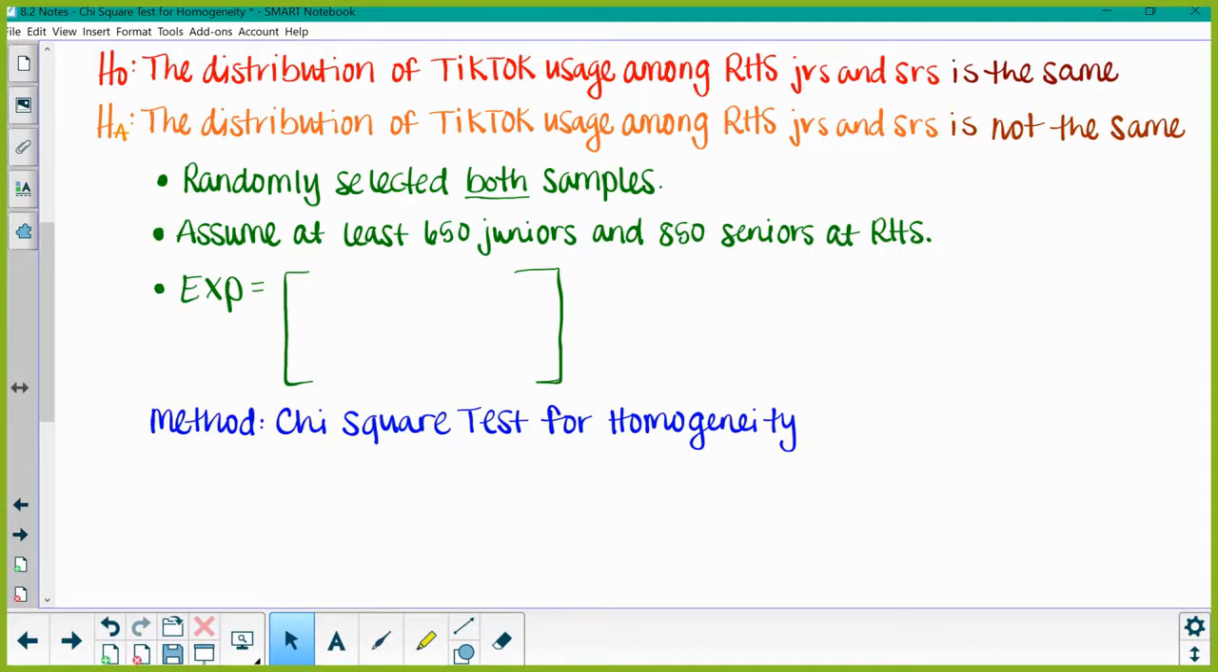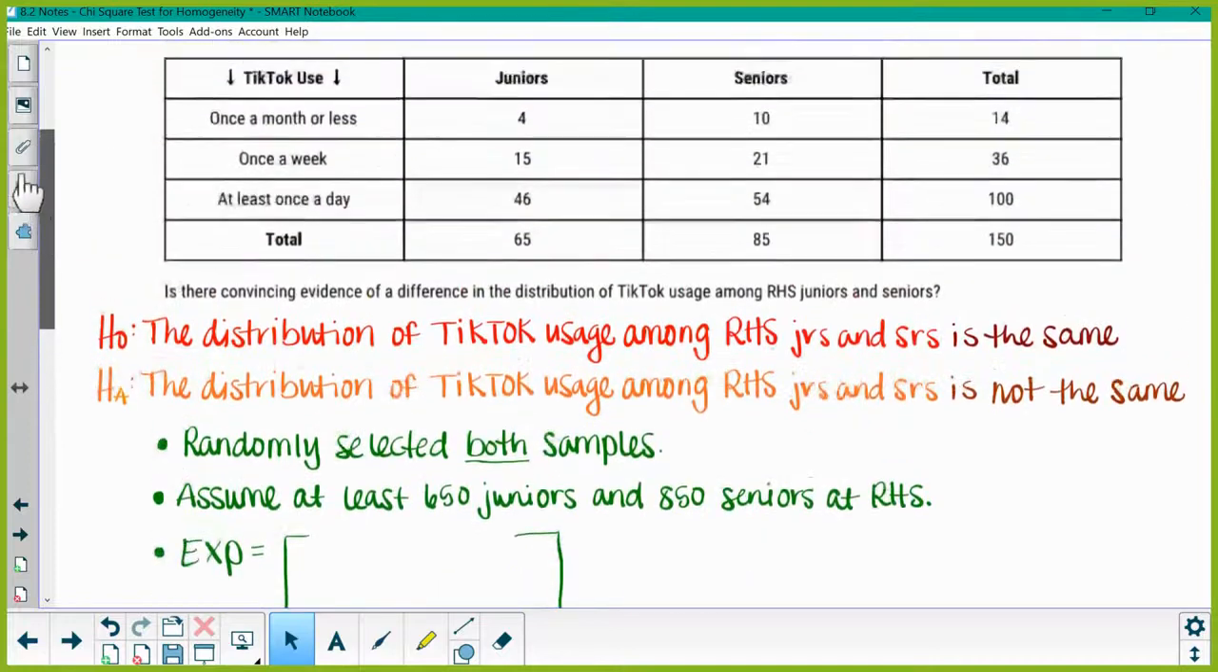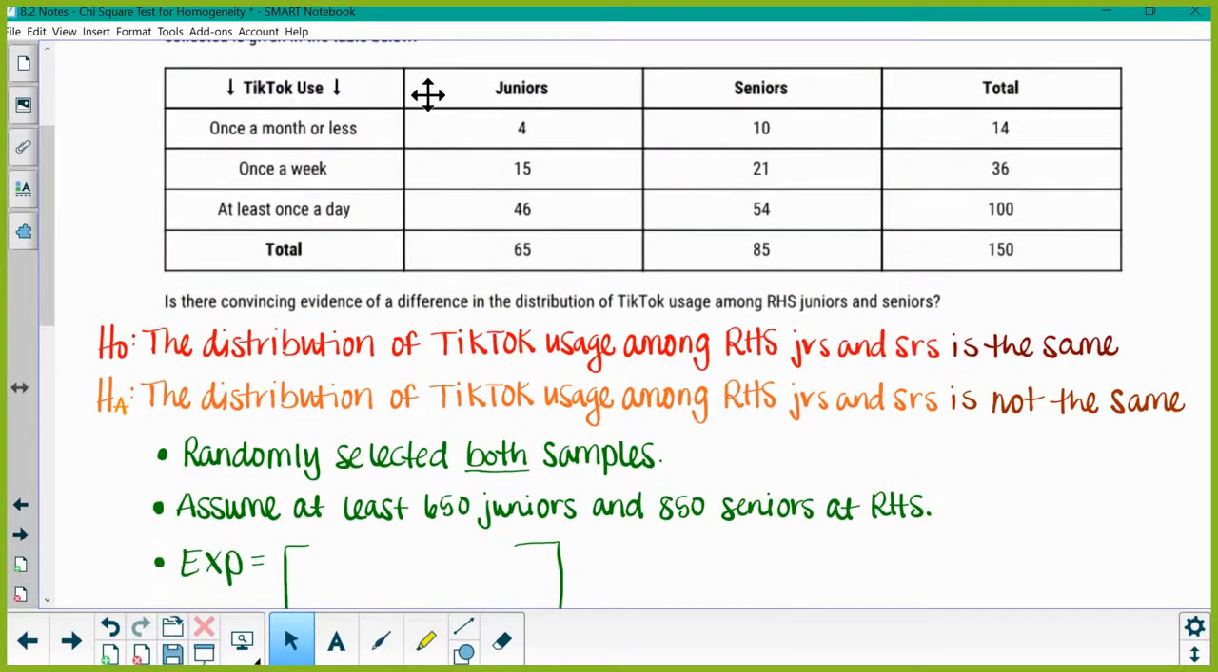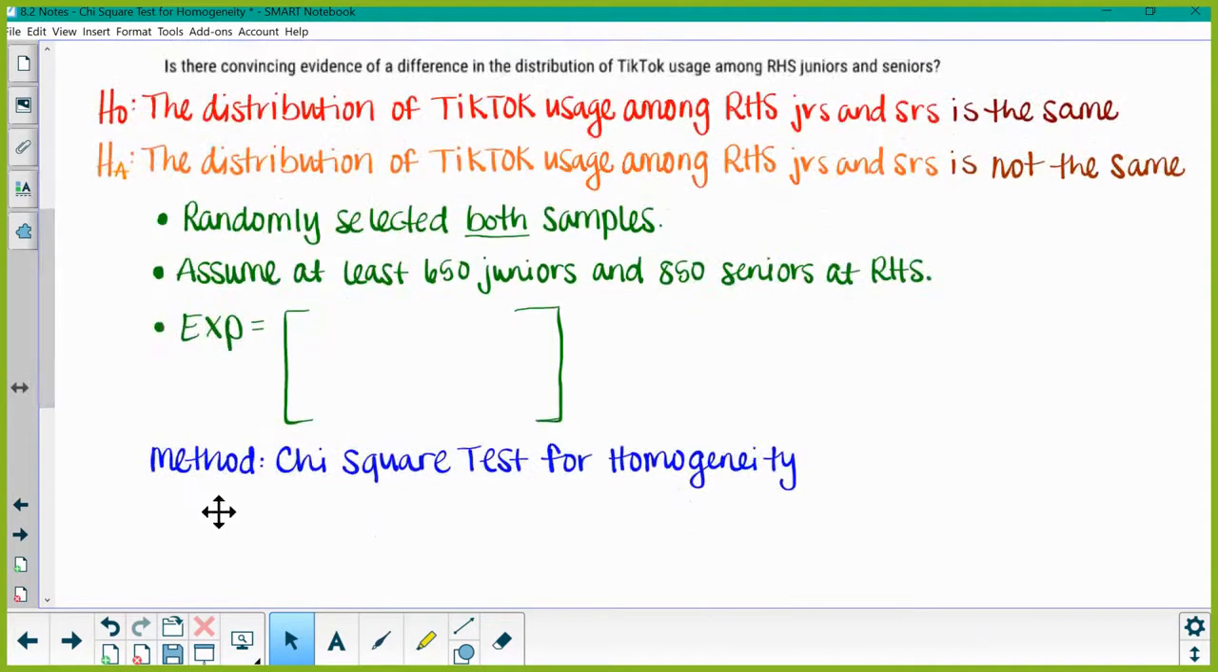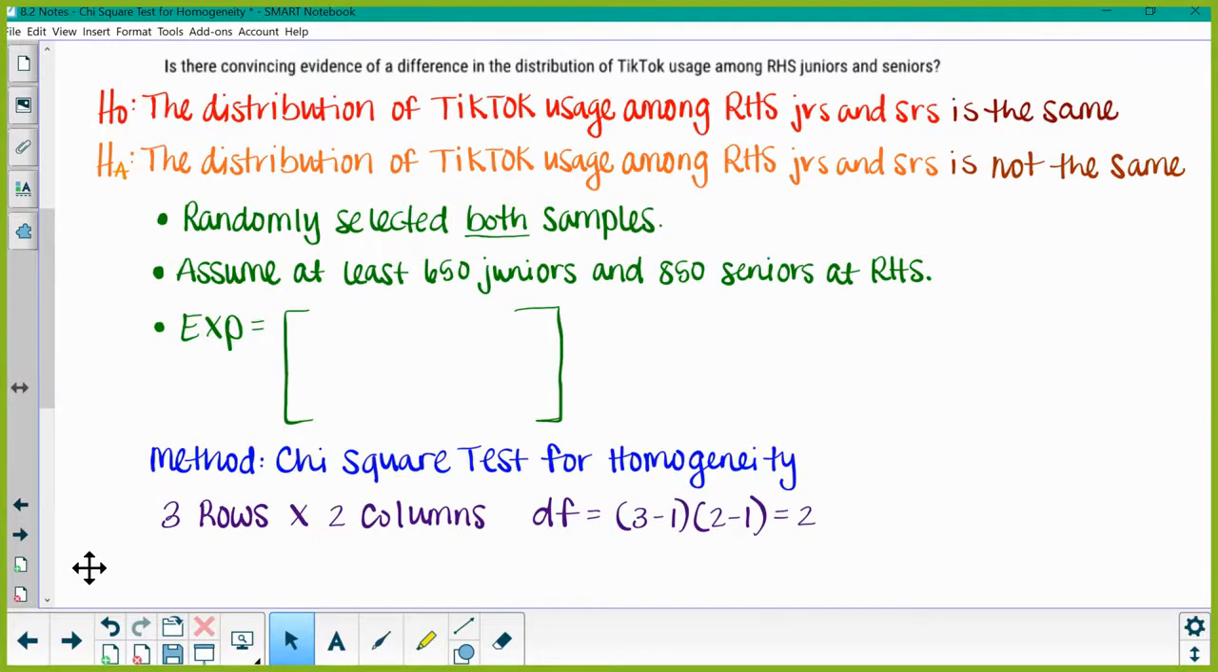Now, I do want to briefly talk about what our observed data is. Remember, we're not going to include the totals. So the matrix A that I'm entering into my calculator is just the collected sample. So I have 1, 2, 3 rows and 1, 2 columns. If I wanted to calculate degrees of freedom by hand, I'm going to get 3 rows by 2 columns. Degrees of freedom is 3 minus 1 times 2 minus 1, which should just be 2.